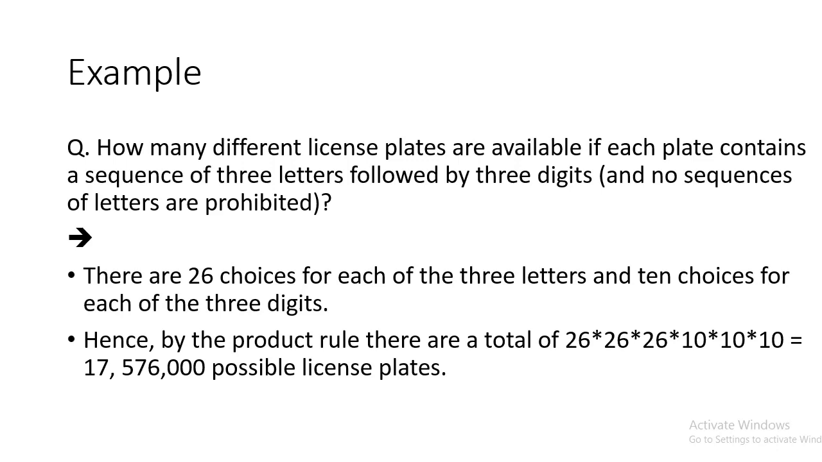So how can we get this answer? Because by using the product rule, there are two tasks. First, using the letters, 26 letters, and again using the digits, 3 digits. That's why by using the product rule, multiplying 26 three times and 10 digits three times, we get the result. These many possible license plates can be made available.